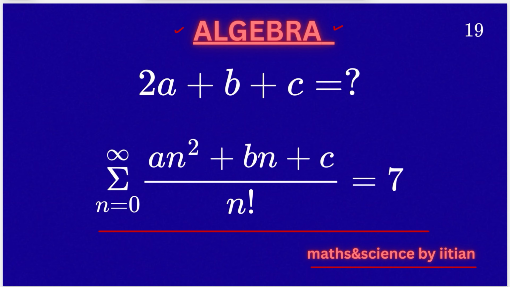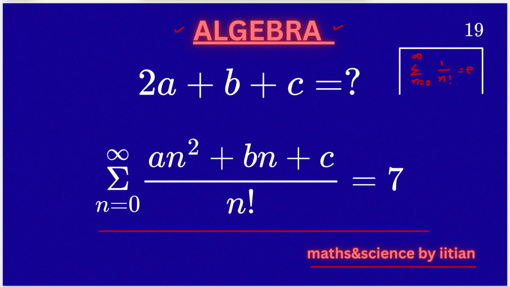The answer involves the Euler value E, and it's a very good example in algebra wherein the basic definition of E, sigma n is equal to 0 to infinity 1 by factorial n, is taken into consideration, and the value of 2a plus b plus c is found out, which is a real value on a real line when sigma n is equal to 0 to infinity (an square plus bn plus c) by factorial n is equal to 7.